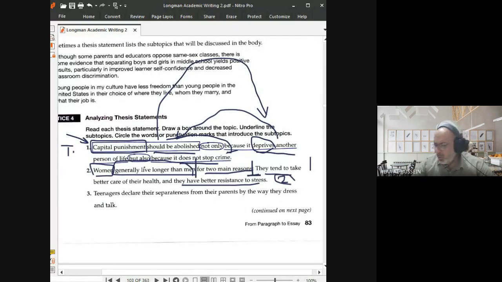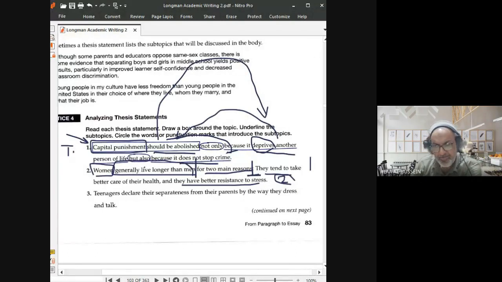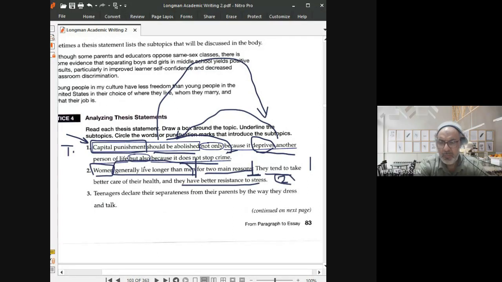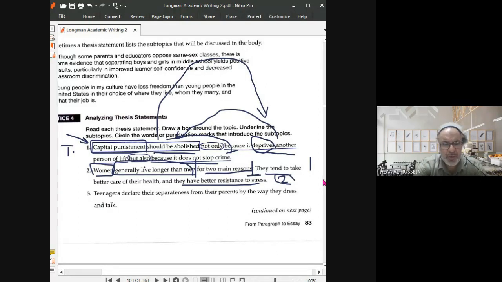Point number 3 quickly please حتى لانه راح يصير بالخمسه. منو عندنا؟ شيماء جواد. Yes, please. Teenagers is the topic. Okay. And they declare their separateness from their parents is the main idea. Okay. And by their dress is the subtopic, and by talk is the second subtopic. So what about the signaling word or phrase?